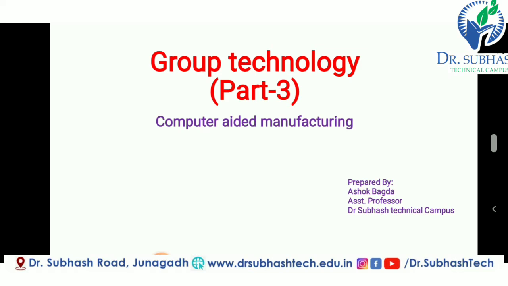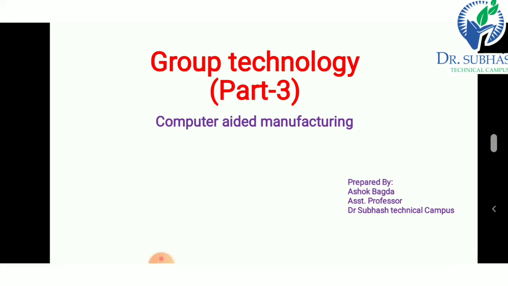a classification and coding system, especially the OPIDS coding system, and this OPIDS coding system is used to form a part family. And we know what a part family is. A part family is a group of components which are similar in design attributes and in manufacturing attributes. We have already discussed what the design attributes and the manufacturing attributes are.